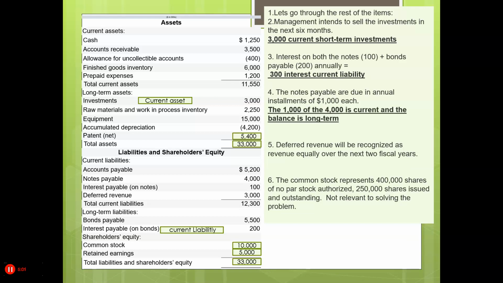Now, for the notes payable, we know a $1,000 installment is due each year, so we're going to have to take 1,000 of that and move it into current and leave only 3,000 in long-term liability. For the deferred revenue, 1,000 is current, but the balance is long-term, so we'd have to move that. And we're going to use the common stock to come up with earnings per share.